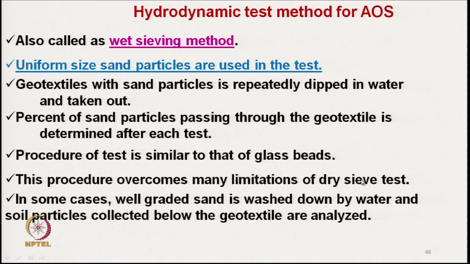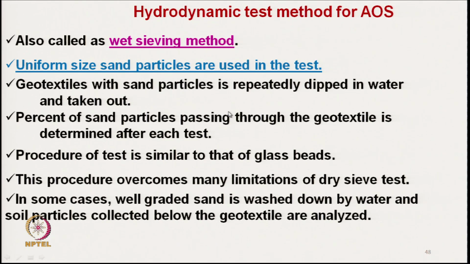To overcome these problems, there is another way to measure the apparent opening size, that is the hydrodynamic test, or we can call it the wet sieving test. The test is almost similar to the dry sieving, but here it is done under water. So, uniform size sand particles are used in this test. In dry sieving we use glass beads, here sand particles are used.